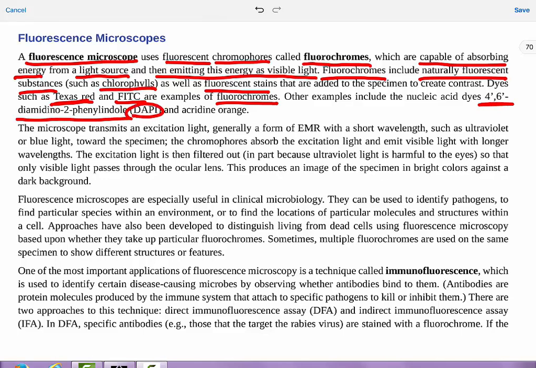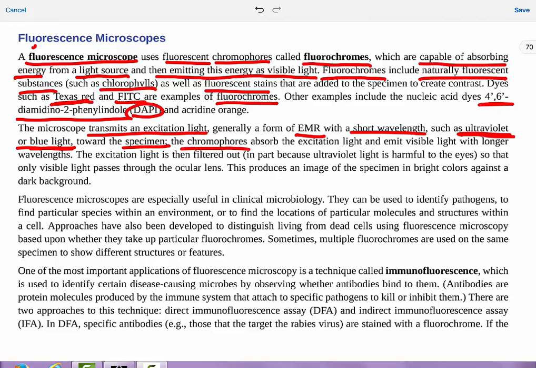The microscope transmits an excitation light. So it transmits this excitation light generally in the form of EMR with short wavelengths, such as ultraviolet or blue light. So when we're talking about our fluorescence microscopes, they transmit excitation light, such as UV light or blue light, toward the specimen. So instead of our little light bulb in the brightfield, for example, it's going to have UV light or blue light.